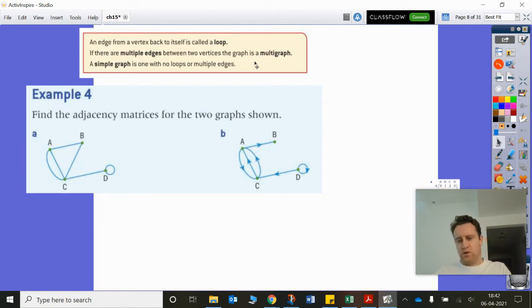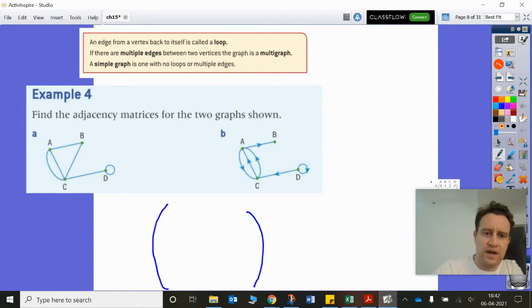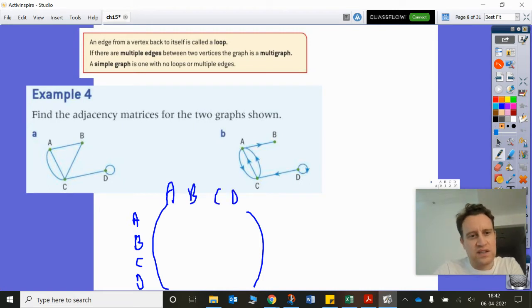Okay, so let's try and make it for A. Let's come up with A, B, C, D. It's really horrible to write on this Active Studio program using the pen on this screen. A, B, C, and D, and then A, B, C, and D. So we can see that A doesn't go to itself, B doesn't go to itself, C doesn't go to itself, but D does go to itself. It goes to itself twice. You can go this way round or the other way round. So there's a 2 there in that case.